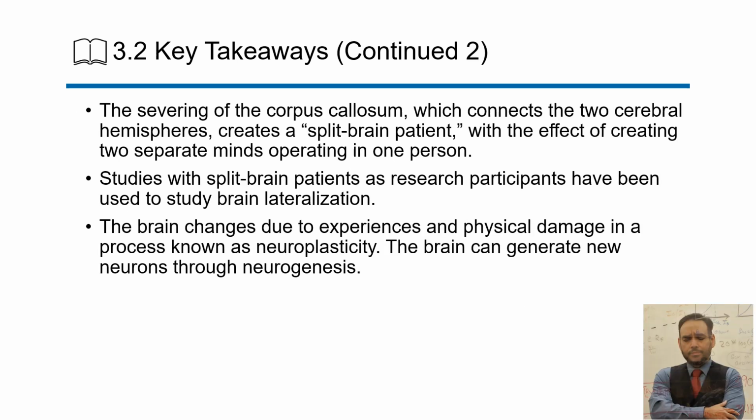I won't read the whole thing to you. Corpus callosum connects the 2 cerebral hemispheres. If it's cut, it creates that split brain patient. There are studies that have been done with the split brain patient. And the brain changes due to experiences and physical damage, a process known as neuroplasticity. And new brain neurons are created through a process called neurogenesis.